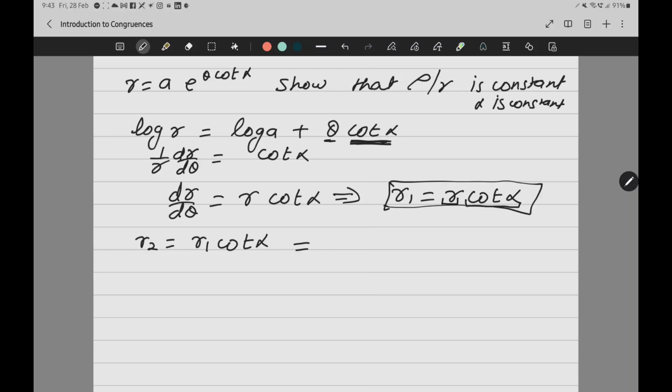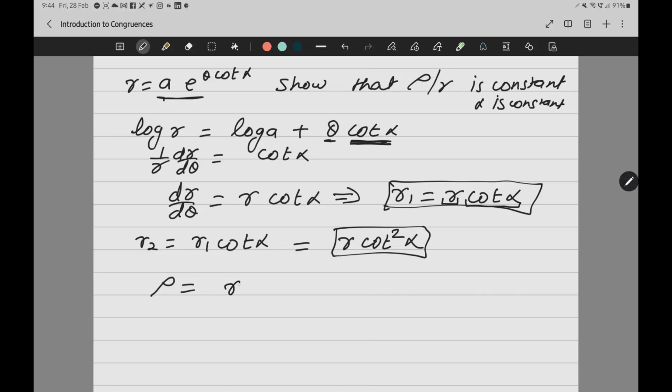R1 is R cot alpha, right? So R2 is R cot square alpha, right? Now I got the second value also. This is my R2 value. Now I will go to the formula. What is my formula? What I was telling you is, leave R as R only. Don't put R equal to this value in R1 and R2. Let it be R. Why?